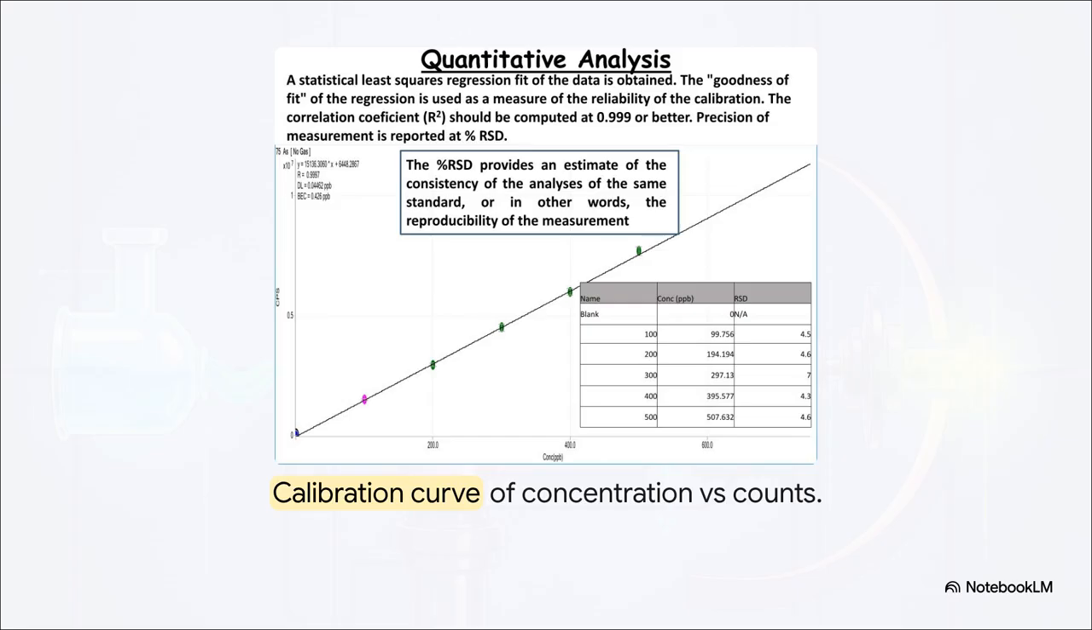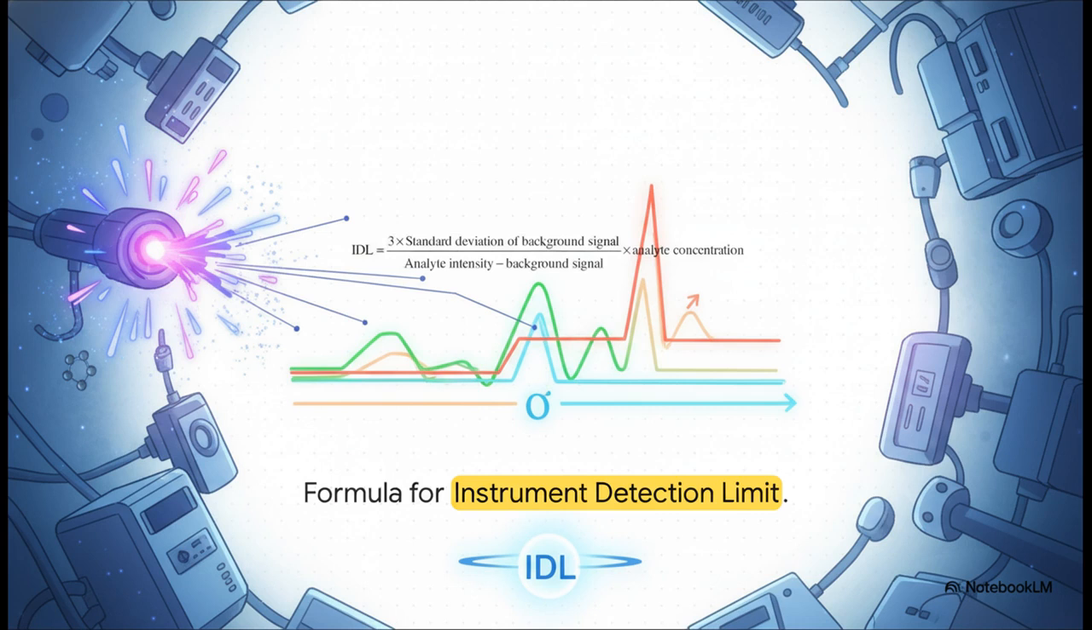A statistical least squares regression is applied, and the goodness of fit, our R-squared value, tells us the reliability and precision of our measurement. We also look at the relative standard deviation, or RSD, to ensure our measurements are totally reproducible. Now, to calculate the instrument detection limit, or IDL, we rely heavily on the standard deviation of the background noise. To find the absolutely smallest detectable amount, we multiply the background noise standard deviation by 3 and divide that by the net analyte intensity.